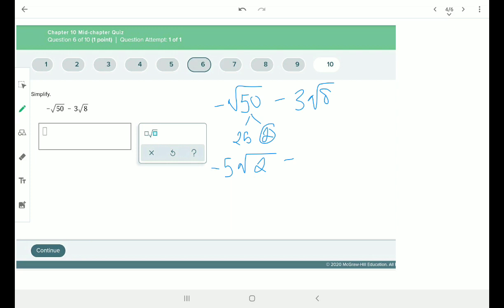Minus, my 8 can be broken down into 4 and 2. The square root of 4 is 2, so I bring it out and multiply it by 3. So 2 times 3 is 6, and I'm left with root 2. Negative 5 minus 6 is negative 11 root 2. Okay? So that is how you would go about a question like number 6.